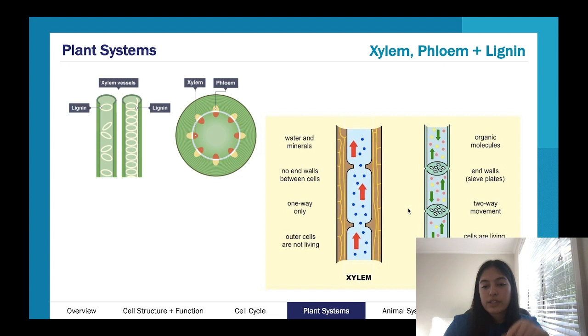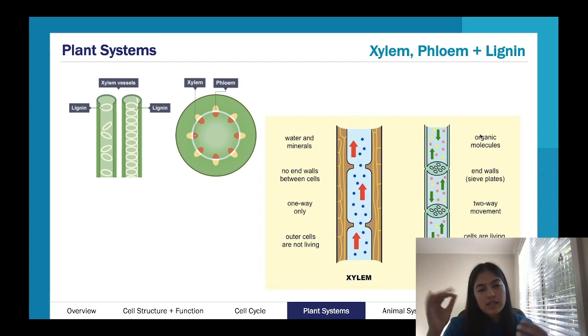Here are some differences. So xylem is one-way movement. So we're thinking of water and minerals drawing upwards. With phloem, we can see the movement of our organic molecules. So when you see organic molecules, just think sugars, basically. And those can move up and down.